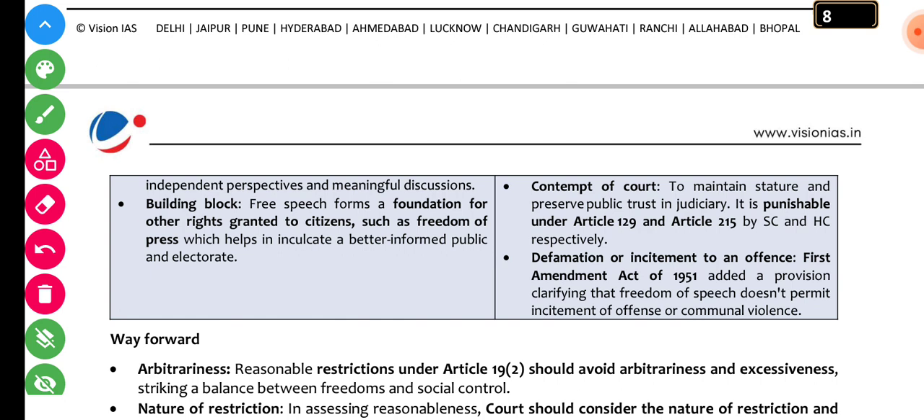The First Amendment Act of 1951 added a provision clarifying that freedom of speech does not permit incitement of offense or communal violence. That defamation case was lodged recently against a member of parliament, Mr. Rahul Gandhi. Okay, so this is the defamation.